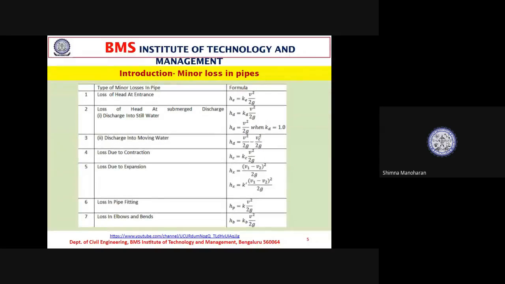This is a typical table showing the types of minor losses and the formula. The loss of head at entrance, the equation is given here. Then loss of head at submerged discharge, discharge into moving water, loss due to contraction, loss due to expansion, loss in pipe fittings, loss in elbows and bends.